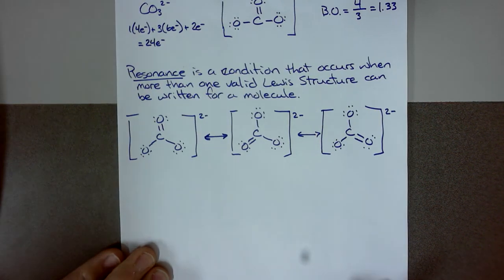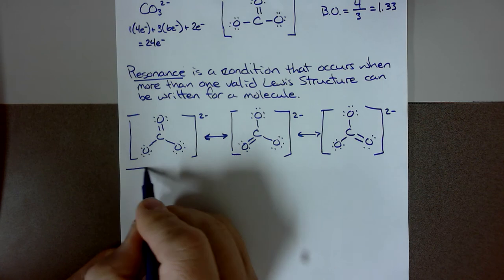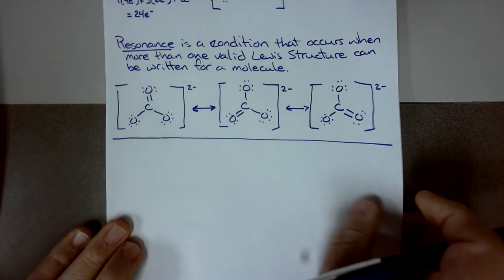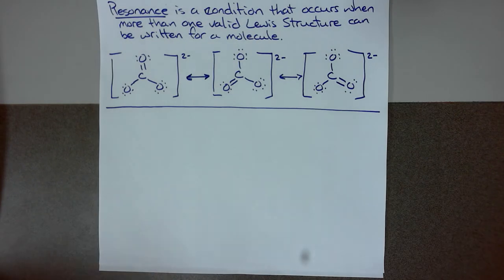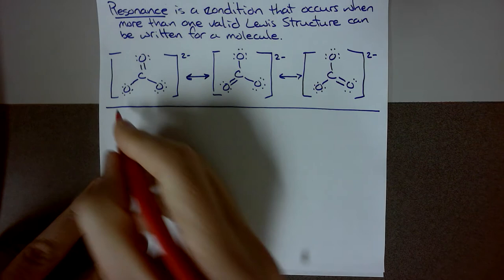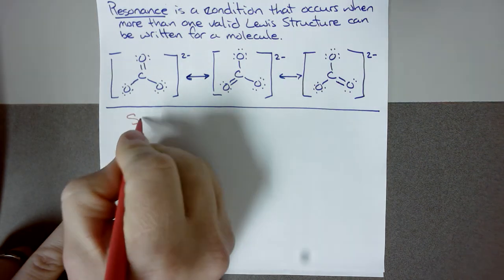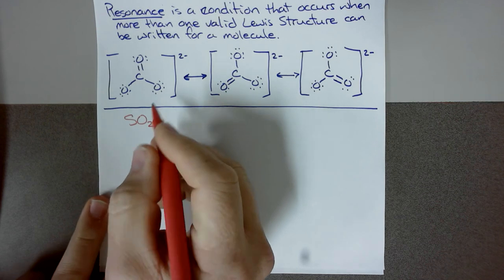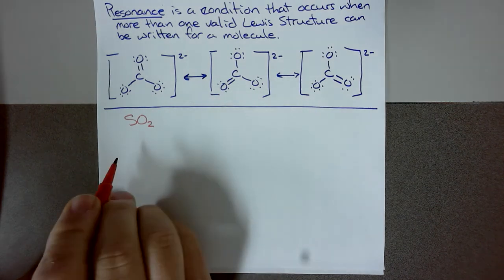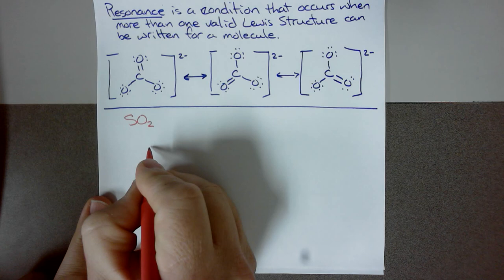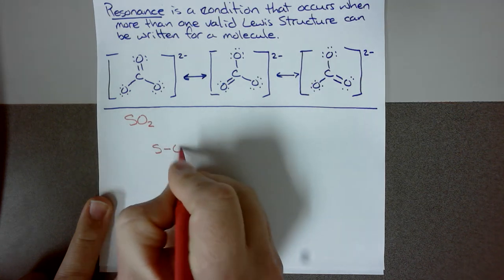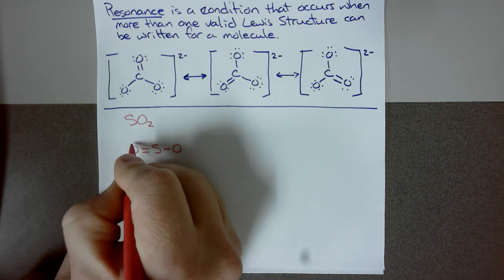Okay, let's do a practice on this. One more practice to make sure we understand how to do resonance structures. So the next practice, let's do sulfur dioxide. In this case, I'm going to go ahead and draw the structure where I'm not going to work through the process. It is a sulfur, oxygen, double bond, oxygen.